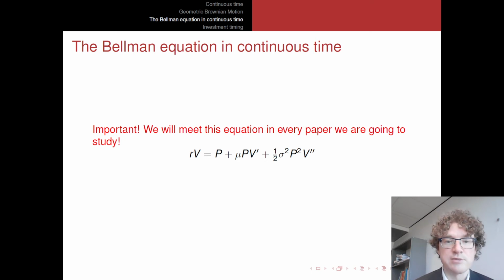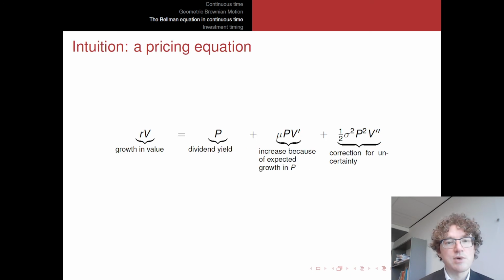So this is R times V equals P, which is the cash flow, plus mu times PV prime, plus a half sigma squared P squared V double prime, the second derivative of V. This is an equation that relates the function V, which is a function of the price P, to P itself and to its own derivatives, V prime and V double prime, its first and second derivatives. So you can actually have some intuition for this.